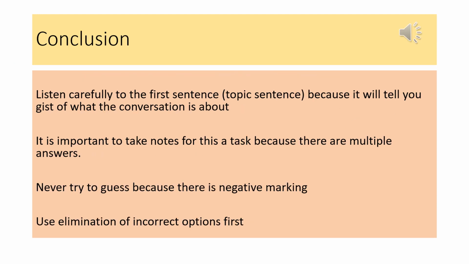In conclusion, listen carefully to the first sentence, the topic sentence, because it will tell you the gist of what the conversation is about. It's important to take notes for this task because there are multiple answers. Never try to guess because there is negative marking. Use elimination of incorrect options first, as this will help you be more accurate when you choose your answer.